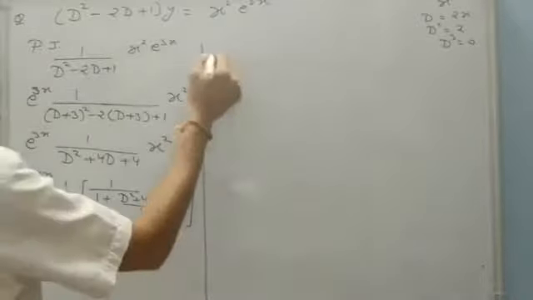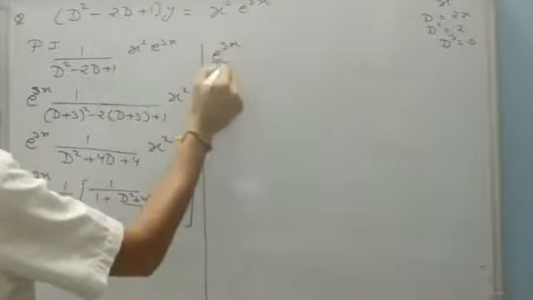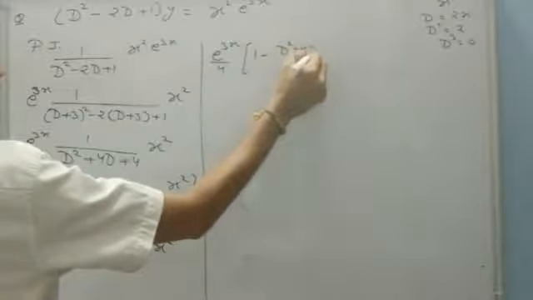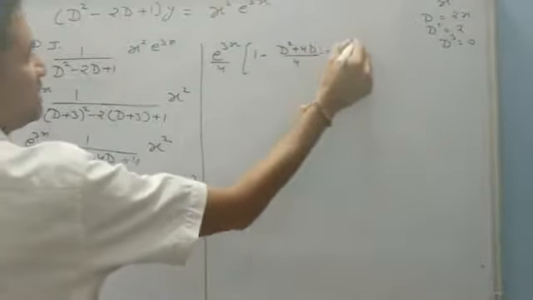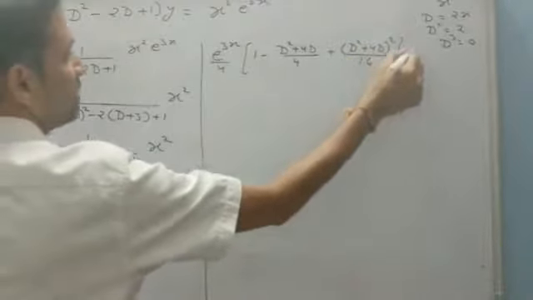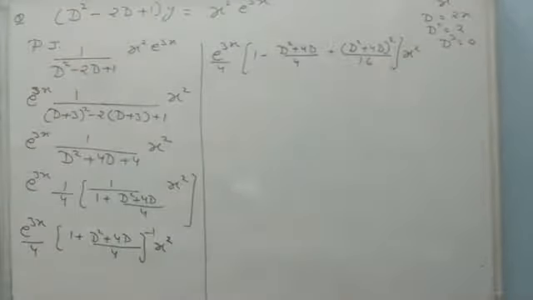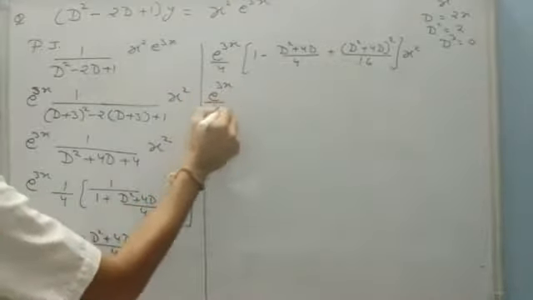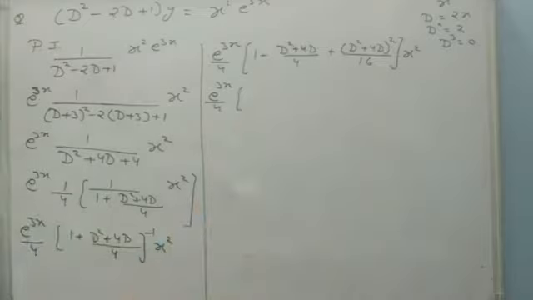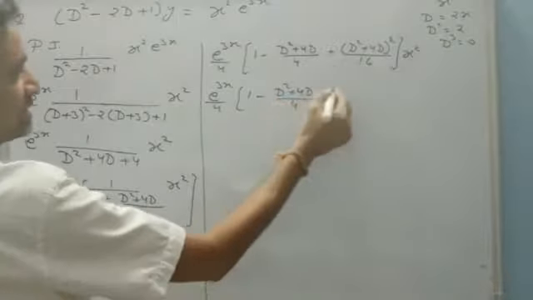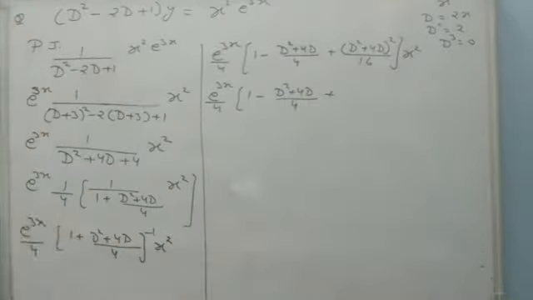So if we expand it, it is e to the power 3x by 4. It will be 1 minus d square plus 4d by 4 plus d square plus 4d whole square upon 16 of x square. I will just use that power which will be used in our first, second and third derivative till then. That is 1 minus d square plus 4d by 4 as it is. Here I will not use the power 4 because it will become 0.